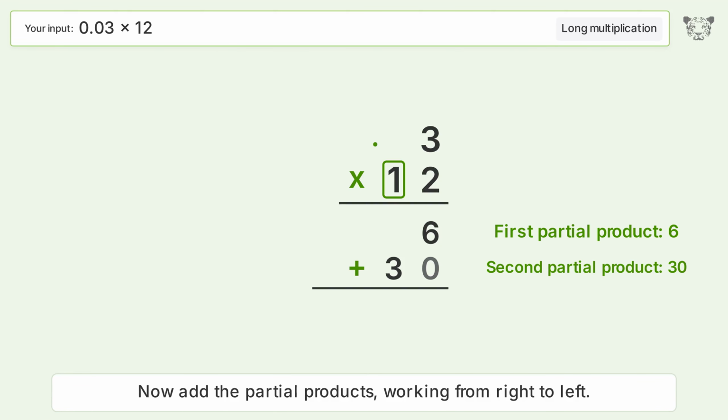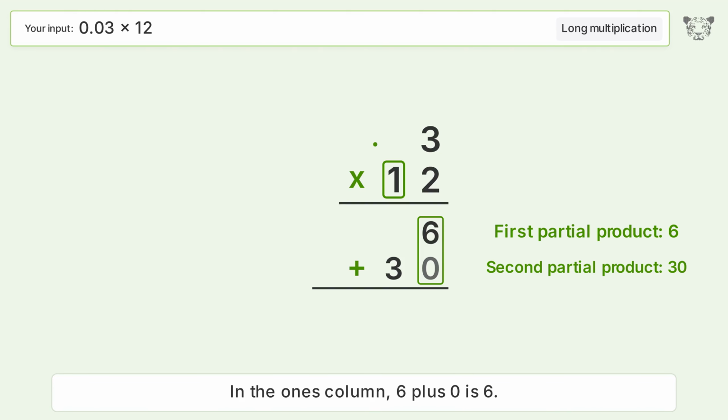Now add the partial products, working from right to left. In the ones column, 6 plus 0 is 6. In the tens column, bring down 3. The whole number product is 36.